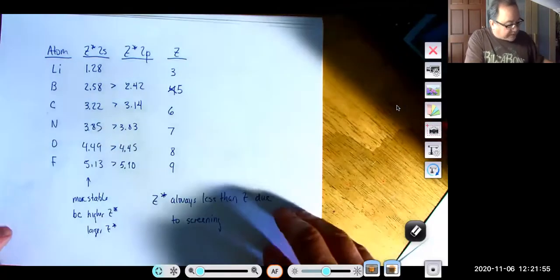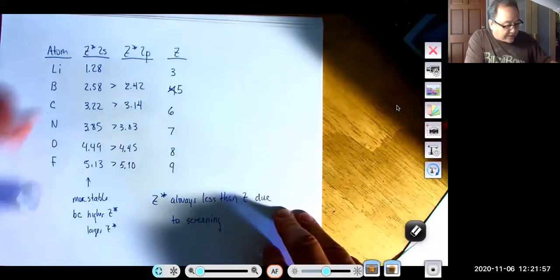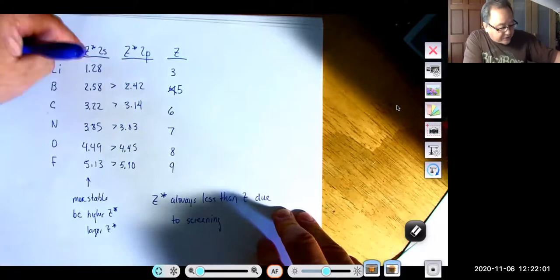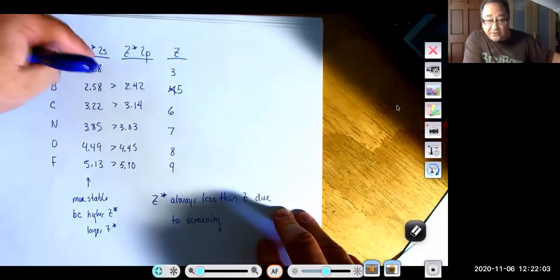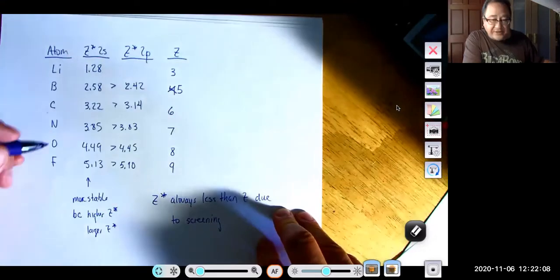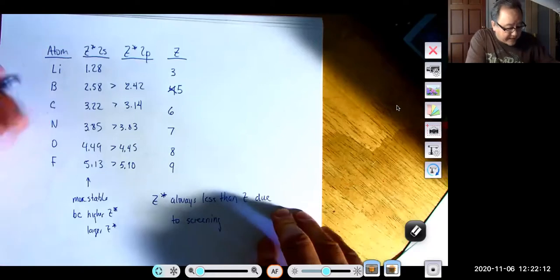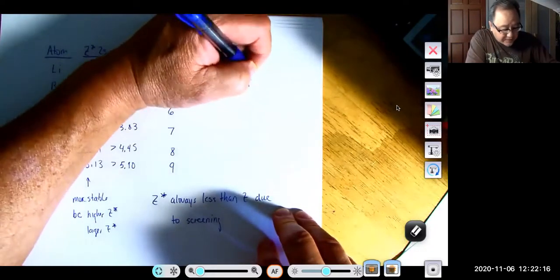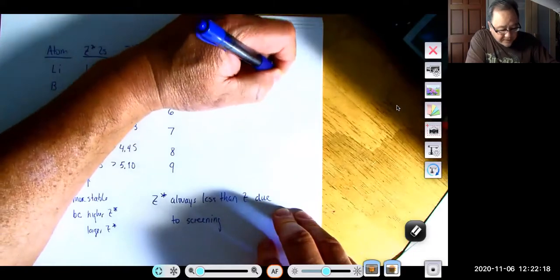So we could build a similar chart with a 3S, a 3P, and a 3D. And we could do the same thing with a 4S, a 4P, a 4D, and a 4F. And we'd find out that an NS is more stable than an NP, is more stable than an ND, is more stable than an NF.